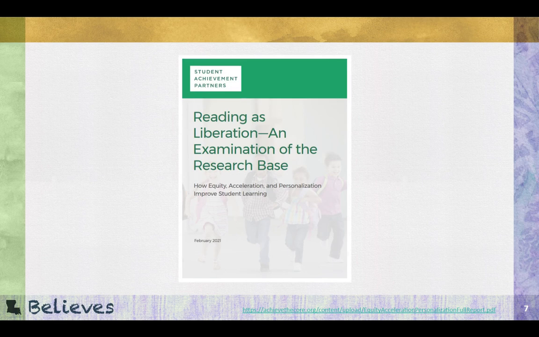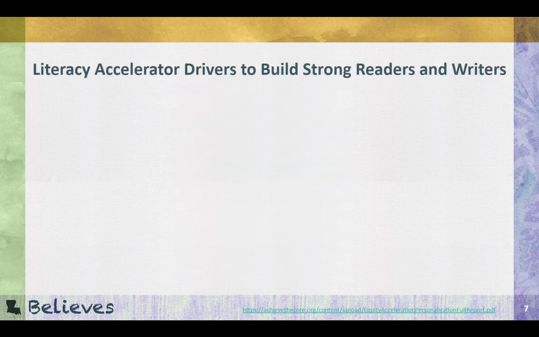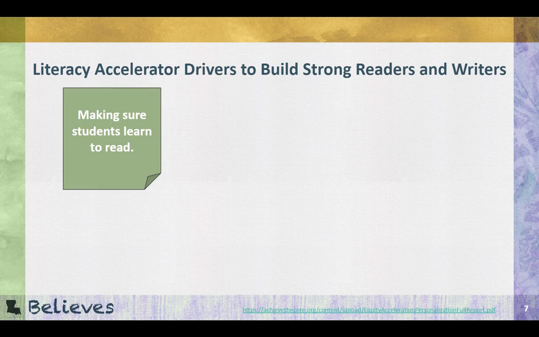Achieve the Core's report, Reading as Liberation, an examination of the research base, published by Student Achievement Partners, identifies and explains 5 essential components of literacy, or the accelerators for every student learning to read and use language capably. Making sure students learn how to read, securing solid foundational reading skills early on in students' school careers, ideally by grade 3, so students can continually develop as fluent readers in every grade level thereafter.